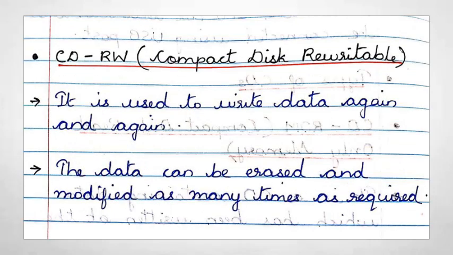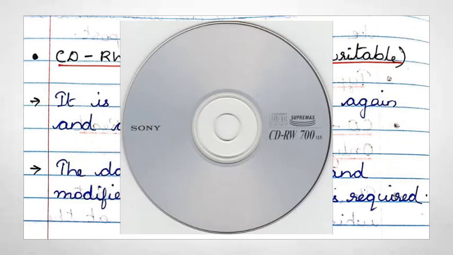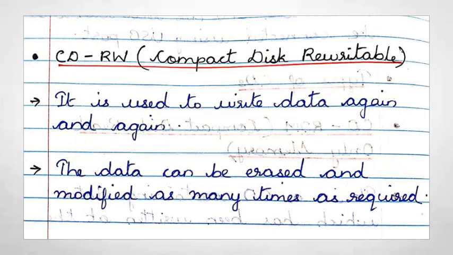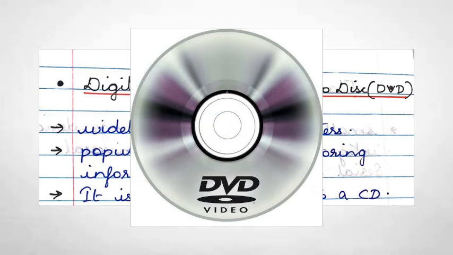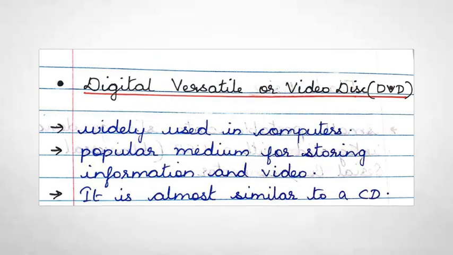Third one is CD-RW, that is compact disk rewritable. It can be used to write data again and again. The data can be erased and modified as many times as required. Next one is digital versatile or video disc, that is DVD.